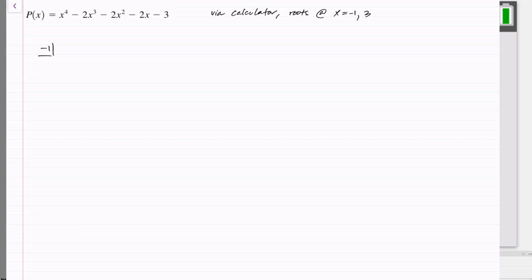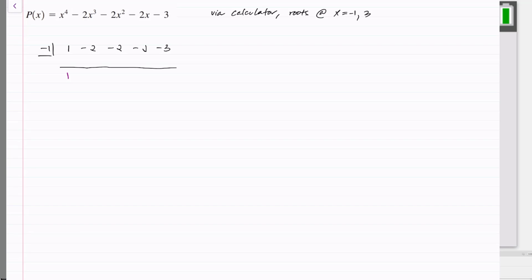When you're doing synthetic division on a root as opposed to a factor, you just drop the value of the root into the divisor box. You don't have to change the sign, right? So the coefficients would be as follows. It's 1, -2, -2, -2, and -3. And let's see what we get here.